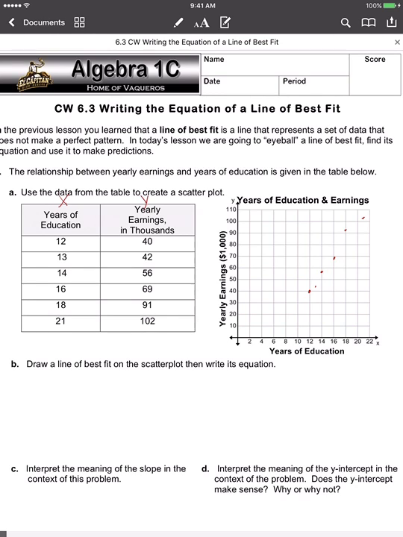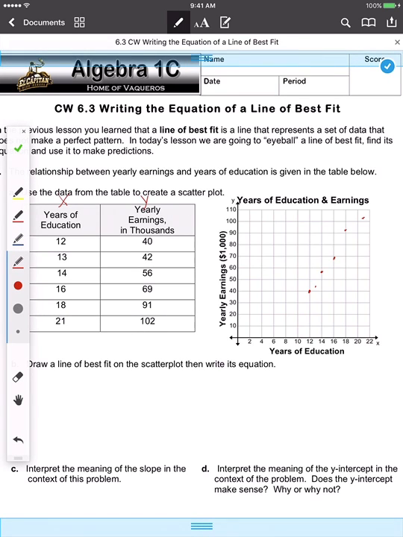So the next thing we want to do is draw a line of best fit on the scatter plot, then write its equation. The best way to do this one is to pick two of the points you just did that you think is going to fit the data perfectly. So for me, I'm going to choose actually the first one and the last one. I'm going to choose that big point there and then that big point there. So we're going to draw this line of best fit.